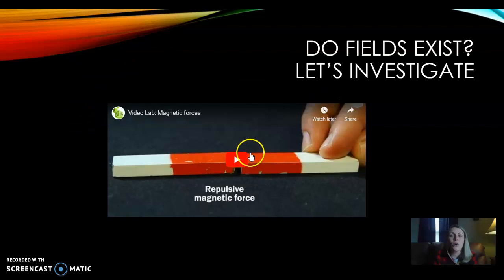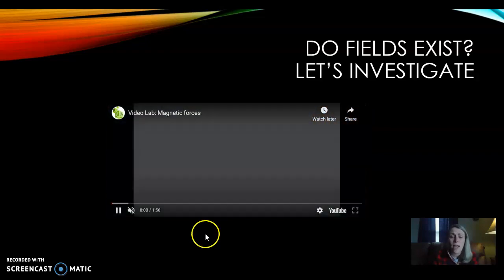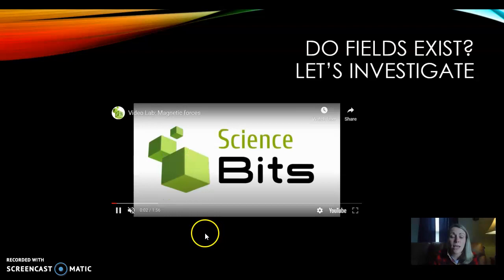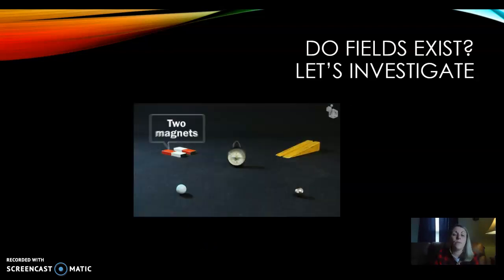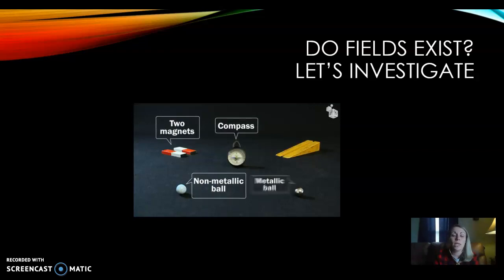So now we're going to get to our investigation. We're going to start by watching a video. Basically, this person is playing around with magnets and a compass and some balls that are metallic and non-metallic, and we're going to see what happens when these magnets are placed close together. The magnets are mainly the ones we're focusing on right now.